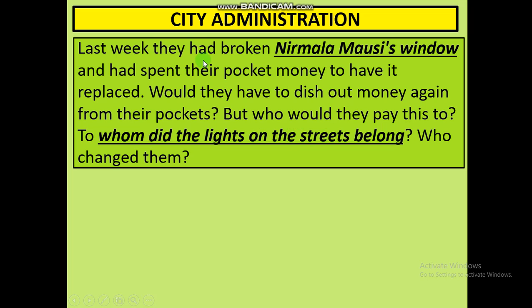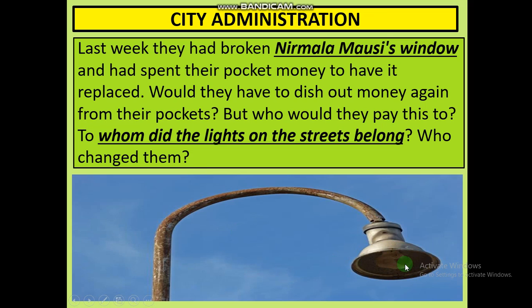Last week also they had broken Nirmala Mausi's window, and they had spent their pocket money to have it replaced. But that time they knew that the house belonged to Nirmala Mausi, but this time they are unable to find out which family or which person the street light belongs to. So they are not able to guess where they should pay the money for repairing this street light.